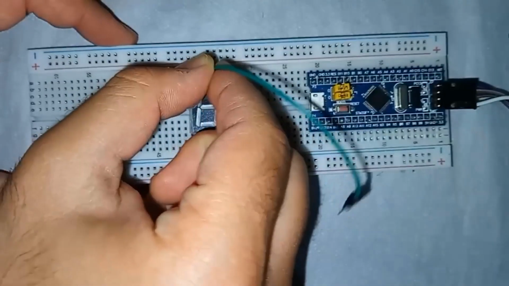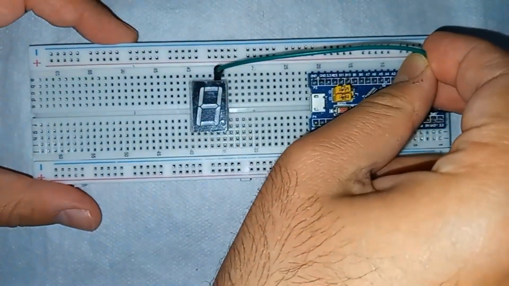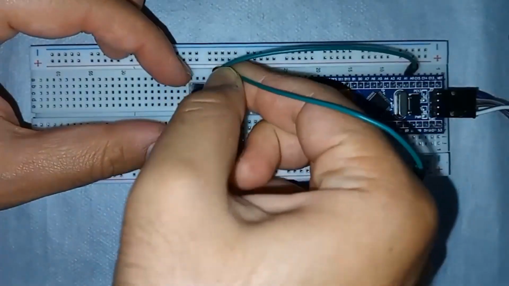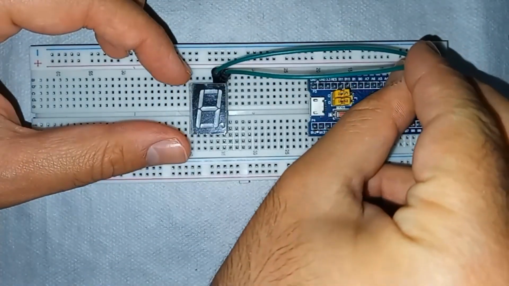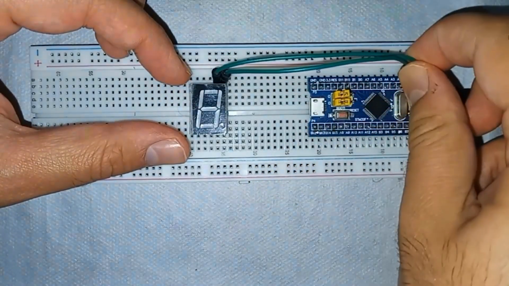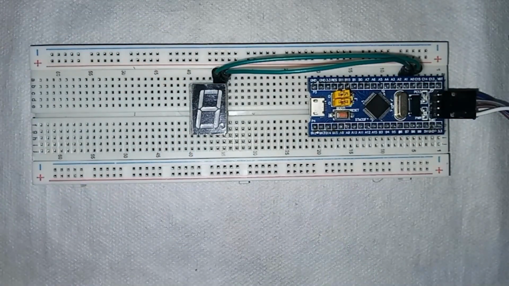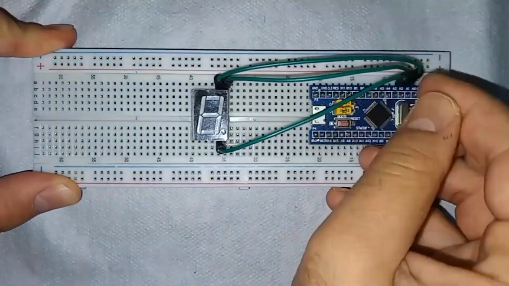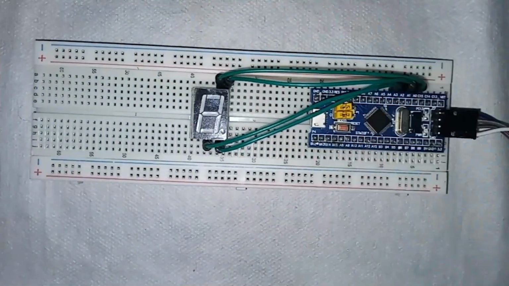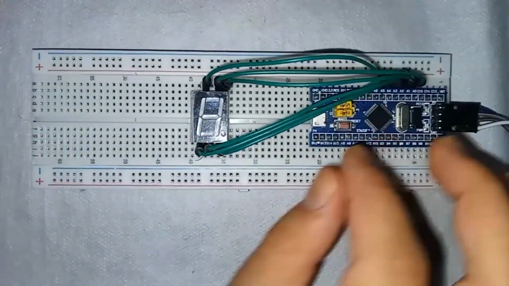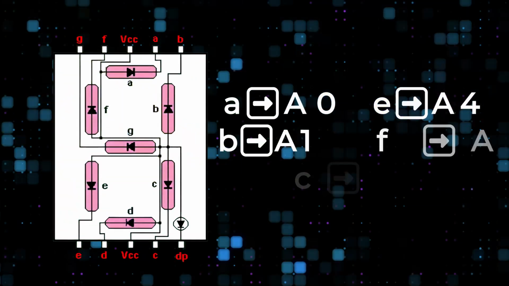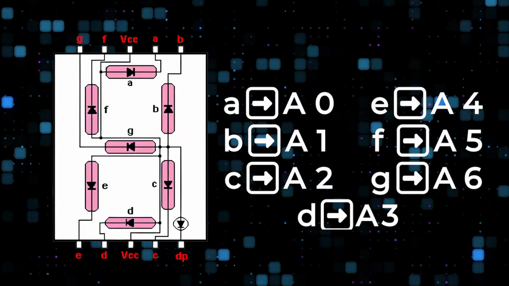And now I'm going to connect pin A of the 7 segment to A0 of the bluepill and pin B to A1 and then pin C to A2, and generally pins A through G of the 7 segment to pins A0 through A6 of the bluepill. This picture might be a good reference for you.